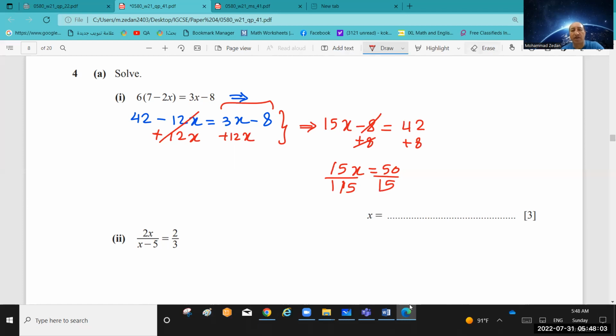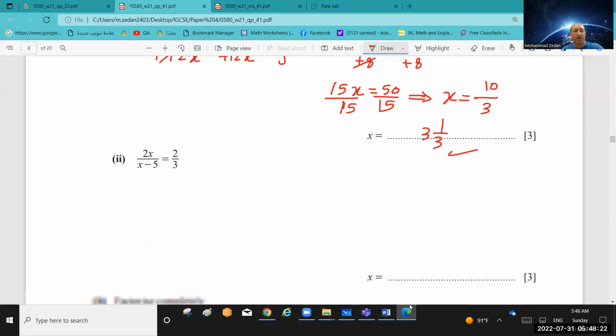This is 15. We don't have any more numbers here. This is only 15. So the answer is x equals 50 over 15. You can divide by 5. 10 over 3. Or if you want to make it a mixed number, it's better.